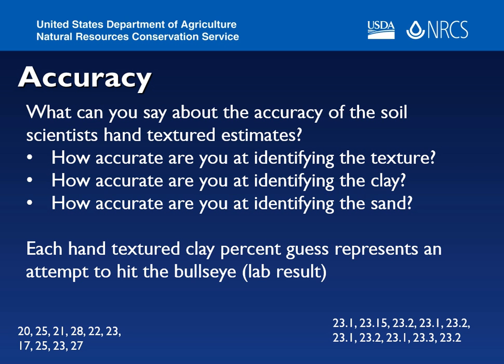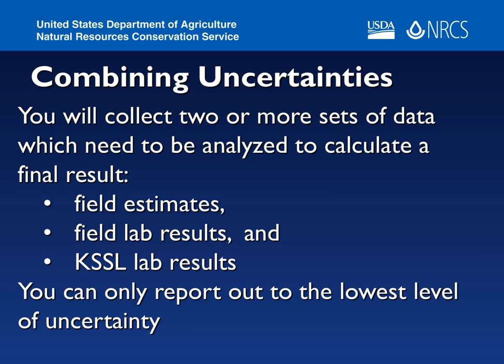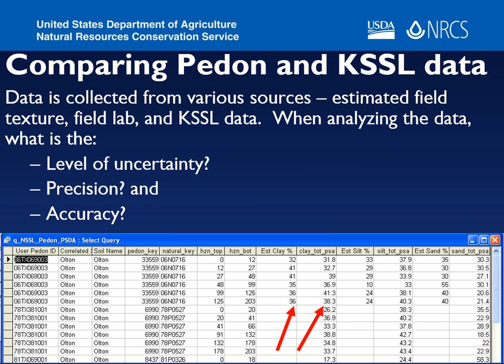Now then, you're left with a dilemma here, because you've got three different sets of data coming together, and you have to analyze those three sets of data, and you have to look at the uncertainties, and you have to combine those uncertainties. And the rule is that you can only report out the lowest level of uncertainty. Keep that in mind because you're going to see some data here now.